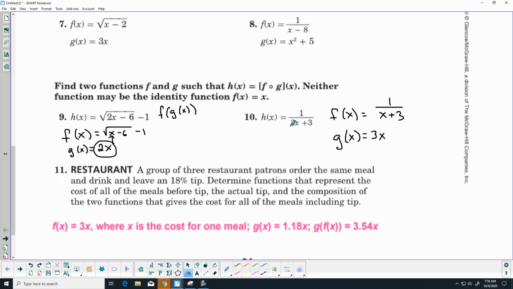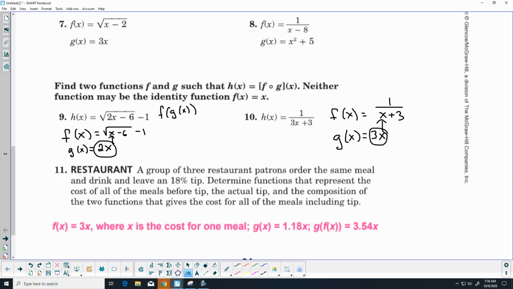Same thing here. I looked where my variable was, which was 3x, and then I know that's what I'm going to be plugging in because that's g of x. And then if I had just 1 over x plus 3, took out the x, put in 3x, that's what I would end up with.